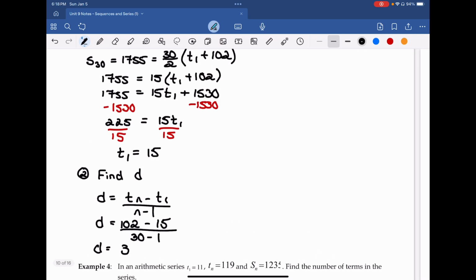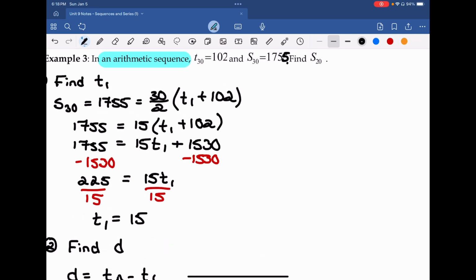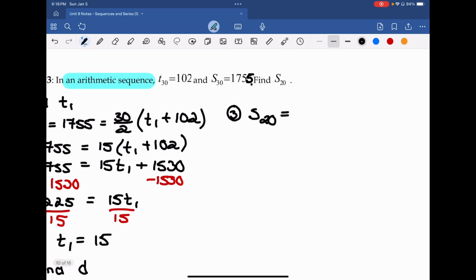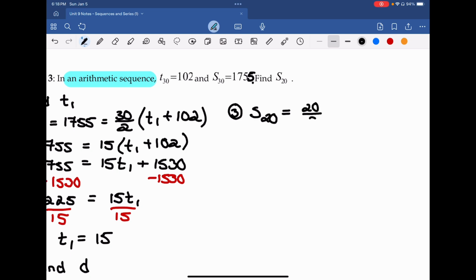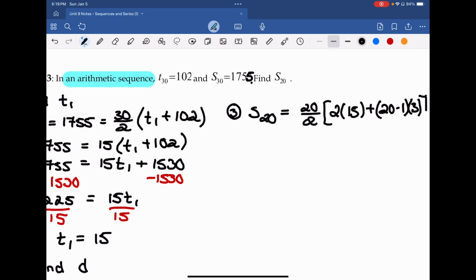Now, with these two tools in our toolbox, we have step 1, step 2. Step 3 is just, let's figure out that sum that they're asking for. So we're figuring out the sum of the first 20 terms, rather than the first 30 terms, which was 1755. We now want 10 less terms. So from our formula sheet, n divided by 2, so 20 divided by 2, multiplied by 2 times T1, which is 15, plus the n minus 1, which is 20 minus 1, times that common difference of 3, close our bracket.